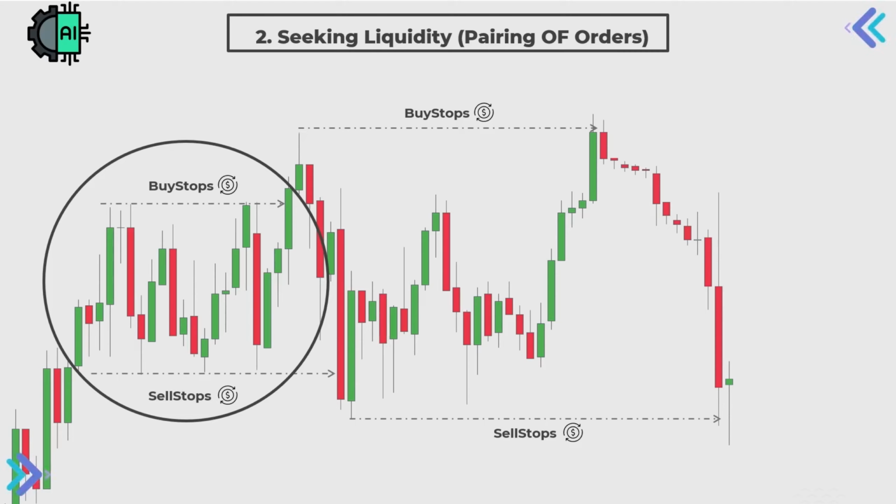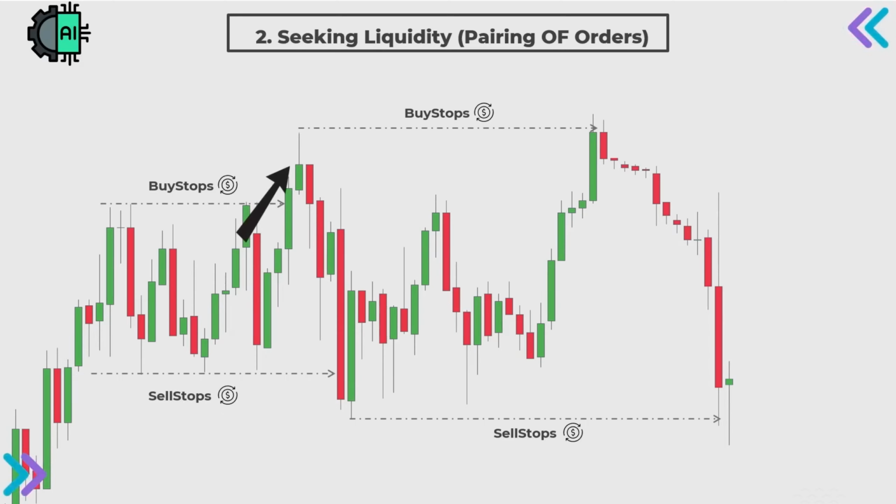The second method is seeking liquidity, known as the pairing of orders. So here we have an example to explain how an algorithm seeks liquidity in the market. So here, as you can see, price has created a range, and we have great sell-side and buy-side liquidity below and above this range, generated by numerous buy stops and sell stops orders. We can see that the price moved sideways within the range until the algorithm started manipulating the market by pushing the price outside. This often happens during a news event or the opening of a session.